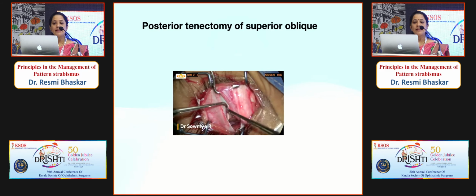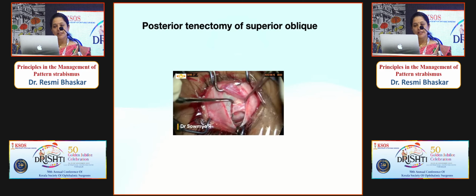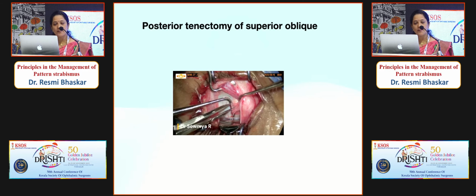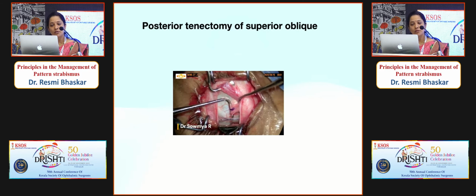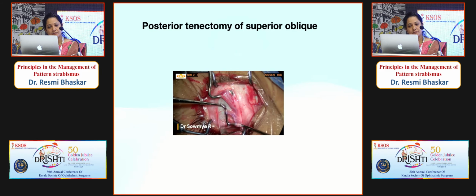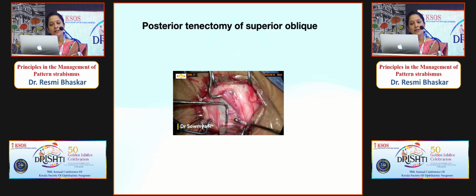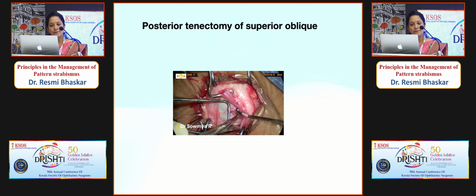And after separating and isolating the superior oblique muscle, the anterior fibers are important because if anterior fibers are cut, it can result in intorsion. The anterior fibers are left and the posterior part of the fibers are separated. See, the posterior fibers are separated and the posterior tenectomy is done.